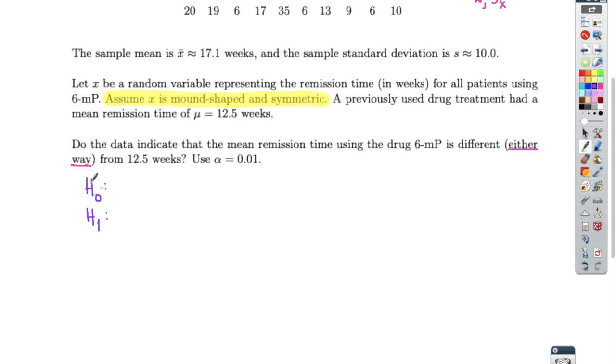Our null hypothesis, remember, is basically that nothing has changed from the previous data. So our null hypothesis is that mu equals 12.5 weeks. And just in case you don't remember from the section 9.1 video, your null hypothesis is always going to have an equal sign. It's always going to be mu equals something. So this makes perfect sense that it looks like an equation.